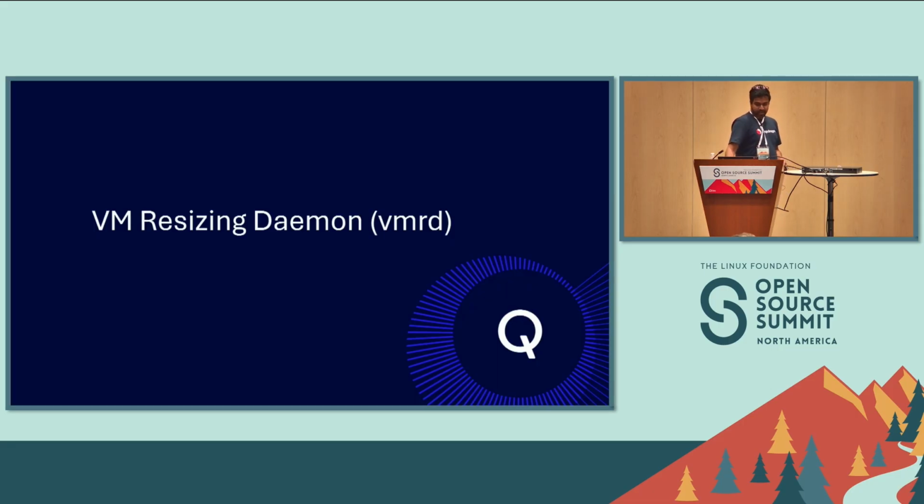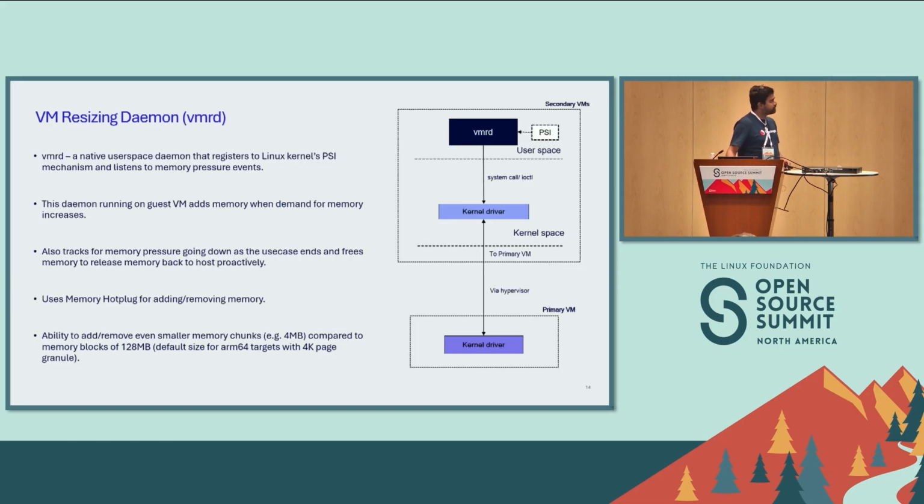So VMRD is the daemon that we wrote. It's purely native, running in C++, in the user space of the VM. It registers for your PSI events over here. As and when you get an event from the PSI mechanism, it knows that the pressure has gone above a particular threshold. Then it knows that there's a memory-intensive task running, and it can decide that maybe the system now needs more memory.